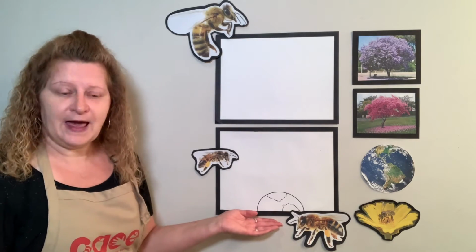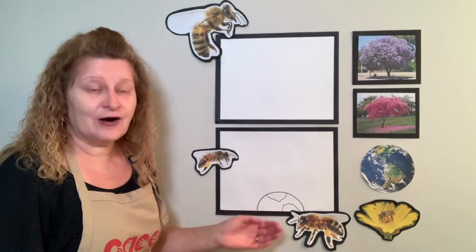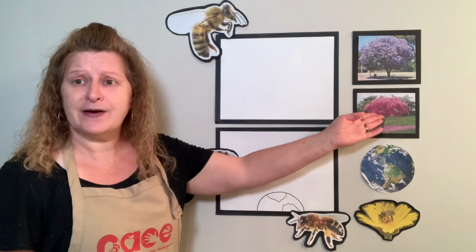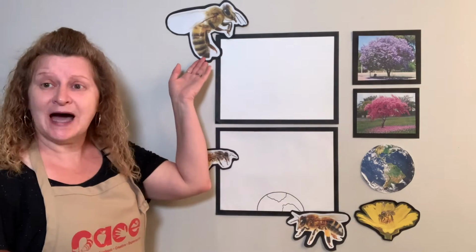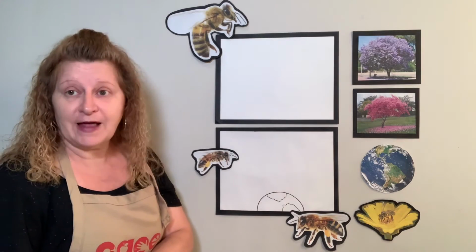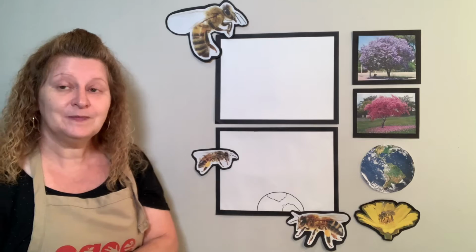And for Earth Day, and being that we are focusing on saving our Earth, one thing that we also want to save are our trees and our bees. And so the reason that we're focusing on a flowering tree today is because it is important for our bees.